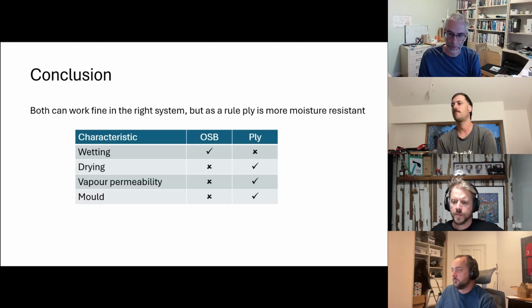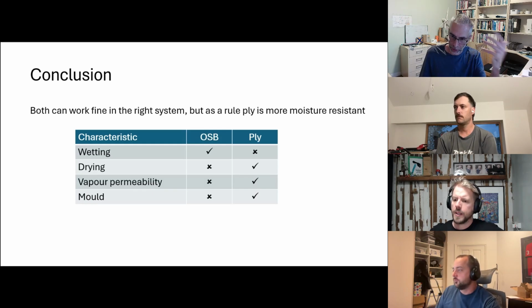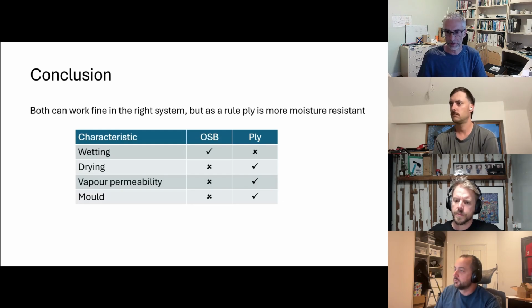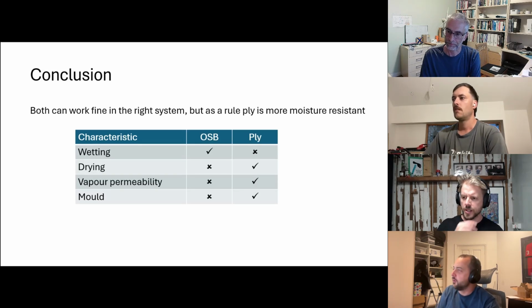And again, I keep coming back to this: on average, if I don't know for a particular product, then I'm going to assume that ply is more vapor permeable than an OSB. If I go back to that data that we had, there were very few instances where the ply, for a given relative humidity, had higher vapor resistance than any of the OSBs did. So I feel fairly confident that that's going to be the case, irrespective of the timber species, the resin, etc. Cam, have you got any data?